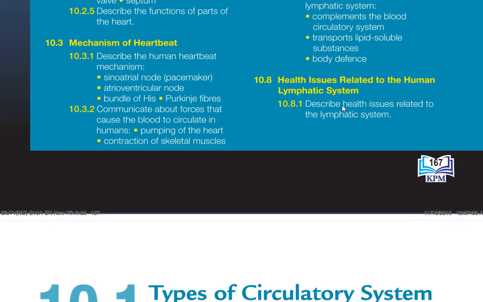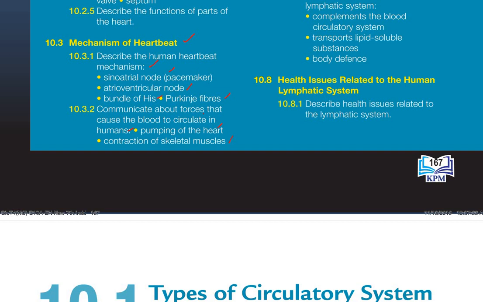With 10.3, we're going to learn about the mechanism of heartbeat. Okay, so 10.3.1: describe the human heartbeat mechanism, sinoatrial node, atrioventricular node, bundle of His, Purkinje fibers. And then 10.3.2: communicate about the force that causes the blood to circulate in humans, especially pumping of the heart and contraction of skeletal muscle. So these are the learning outcomes for this subtopic.